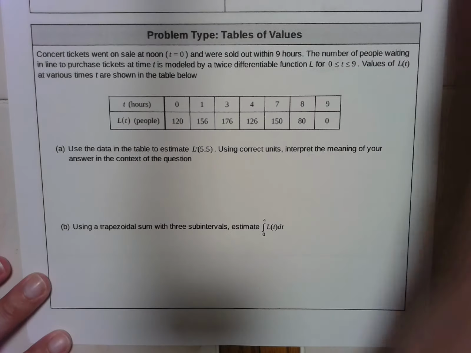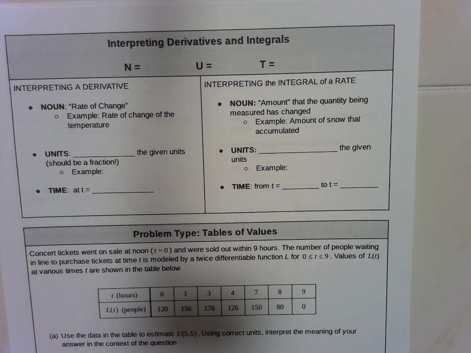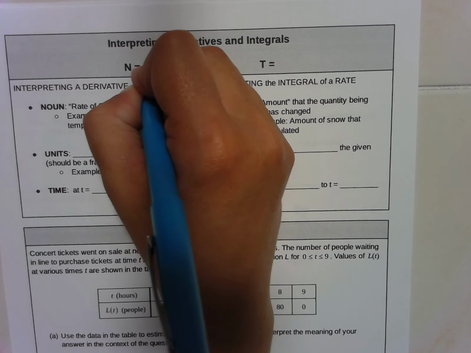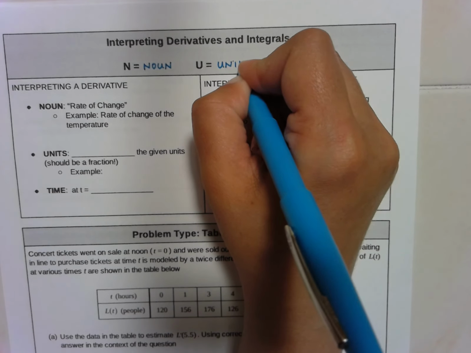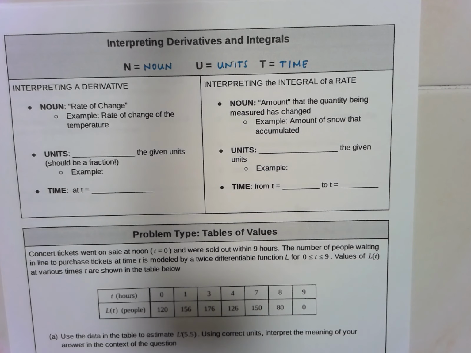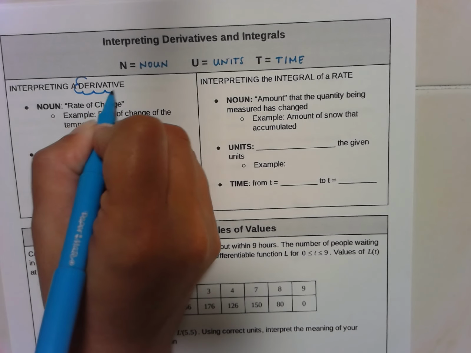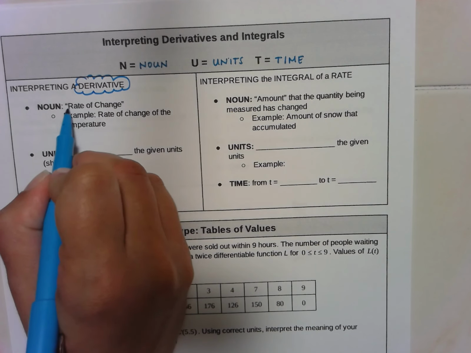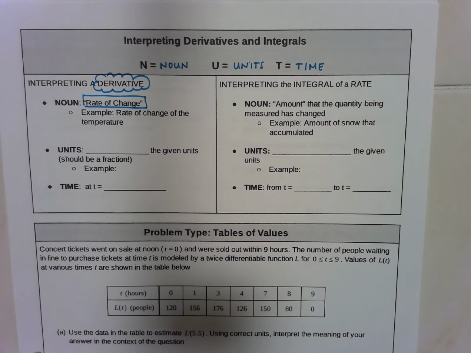Now, the next topic that we're going to go over is how to interpret these results. So once you're asked to calculate or estimate these values, you're often asked to interpret these values in the context of the question. Remember, when we're interpreting, we always want to include a noun, the units that are appropriate for the answer, and the time, whether it's an interval or at a single moment in time in our answer. If we are interpreting a derivative, the noun that you want to use here is rate of change. So you always want to say that you're finding the rate of change of the quantity that you're measuring.